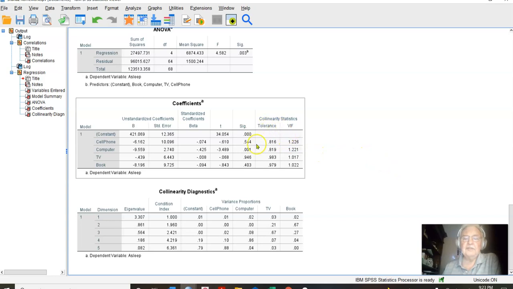All right, so this is the multicollinearity. There's no real correction we need to do in this particular case.